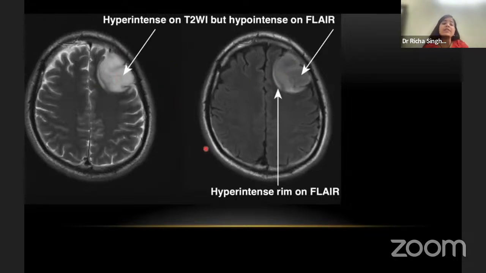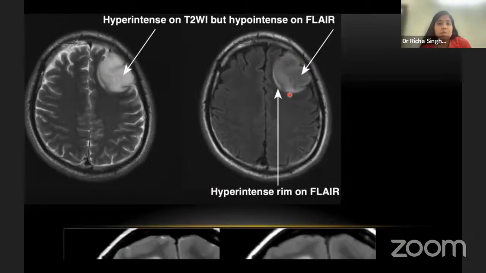But this is a characteristic feature of IDH mutant diffuse astrocytoma, that it would show T2 FLAIR mismatch, that is, it would be hyperintense on T2 but hypointense on FLAIR. Also, there would be a FLAIR hyperintense rim around this tumor. So this sign is very specific for IDH mutant diffuse astrocytomas.